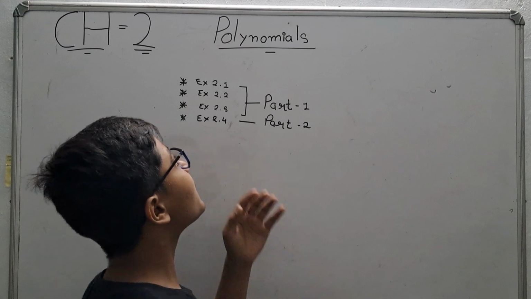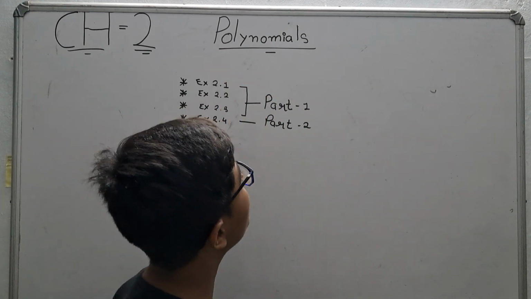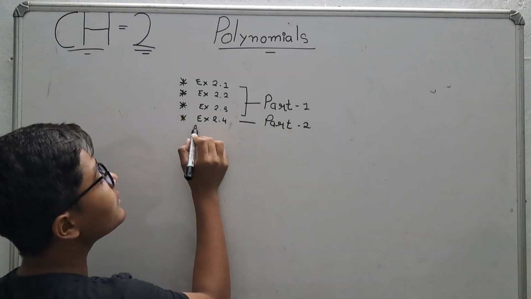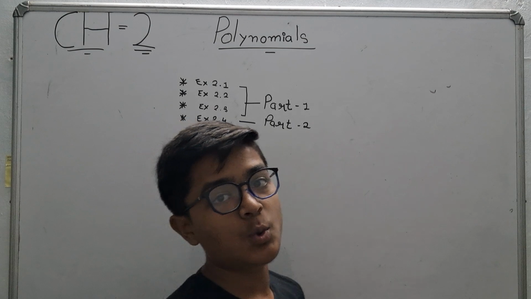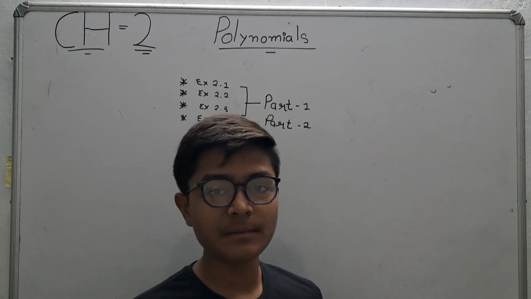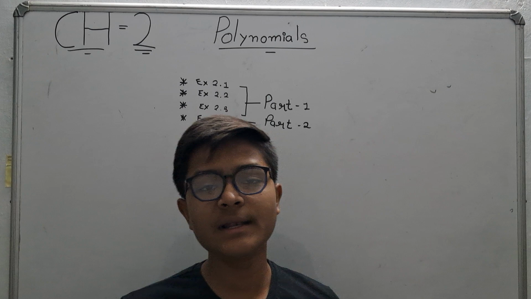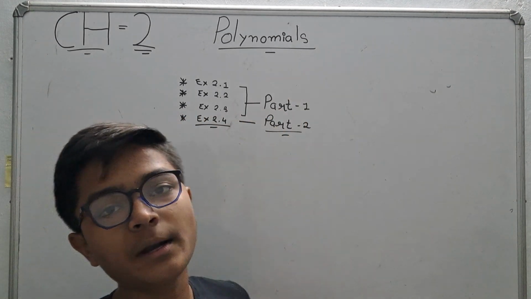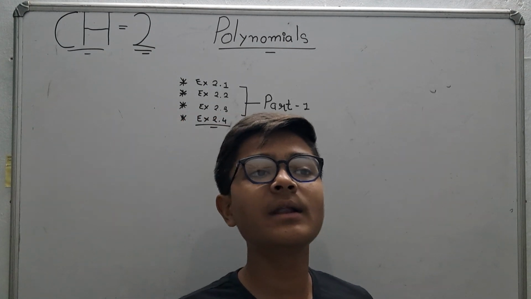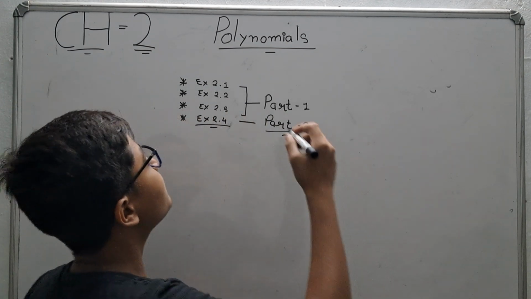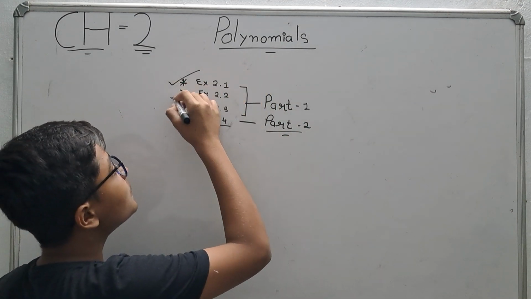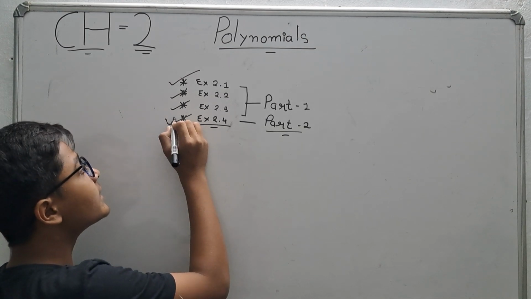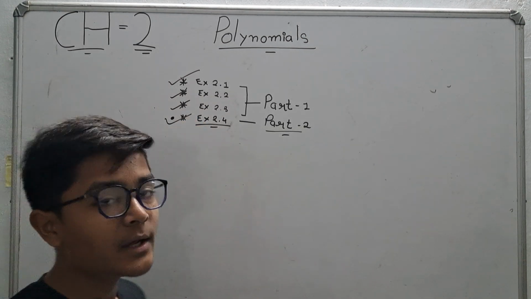So in this video we are going to start our new chapter of maths, chapter 2, Polynomials. There are two parts of this chapter. Part 2 will be on 2.4. Students, 2.4 is quite hard and lengthy, so I have put it in part 2, because if I put it in part 1 the video would become 1.5 or 2 hours. So in part 1 we will do 2.1, 2.2 and 2.3, and 2.4 we will do in part 2.